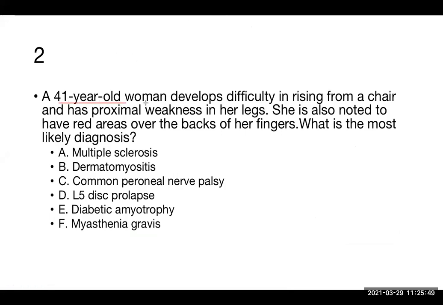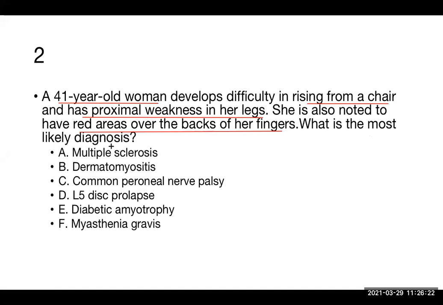Here is a 41-year-old female who develops difficulty in rising from a chair and has a proximal weakness in her leg. So age is 41 years. The main problem is difficulty in rising from a chair and proximal weakness in her leg. That's what happens if our thighs and gluteal muscles become weak. She is also noted to have red areas over the back of her finger. This is a very, very important finding.